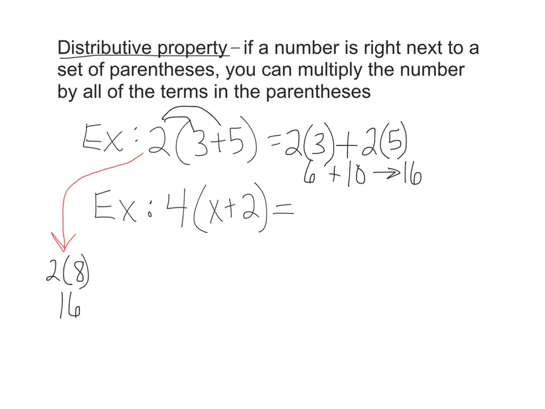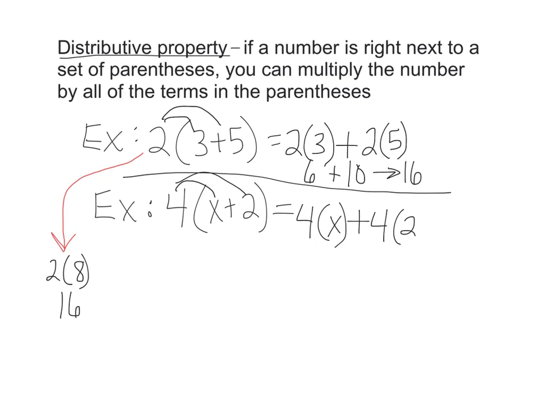If we have a variable and we don't know what the variable is equal to, we have to use the distributive property in order to simplify this. So same idea, we're going to distribute the 4 to everything in the parentheses. So first we're going to multiply 4 times x, and then we're going to multiply 4 times 2.